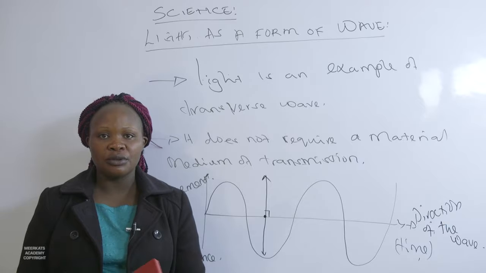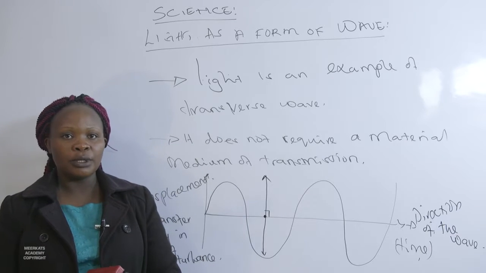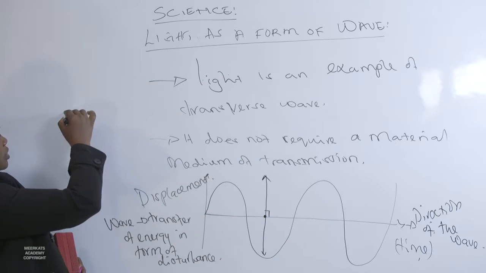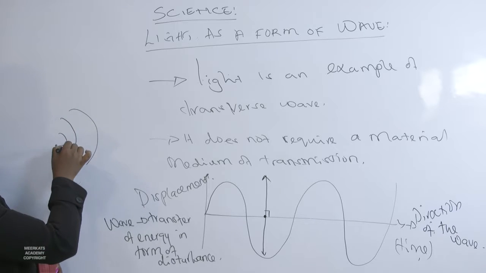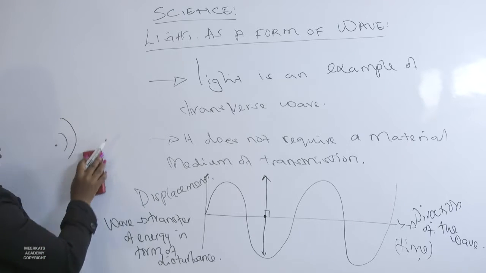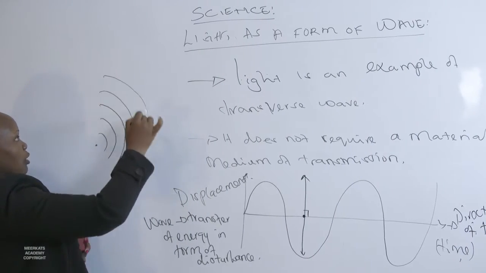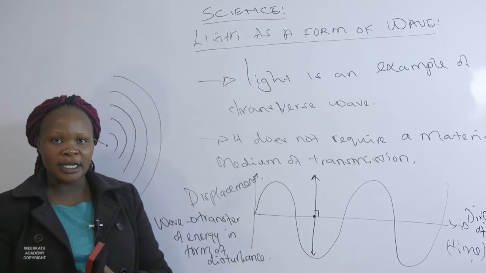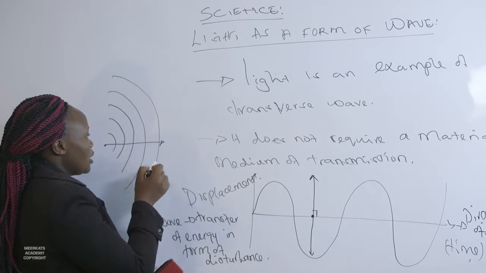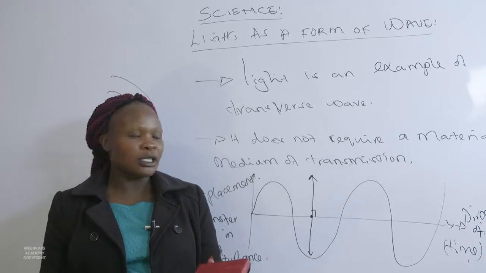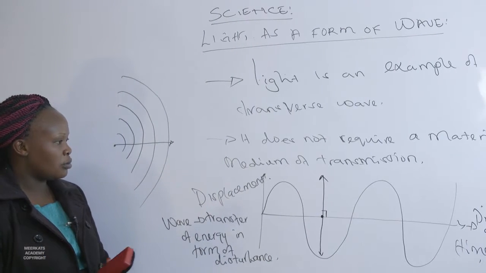Take an example. When you throw a stone into the water surface, you will expect some circular waves to be generated from where you throw the stone, and they progress away from the source, so that now you have a wave train moving in that direction. That one in itself is an example of a transverse wave.